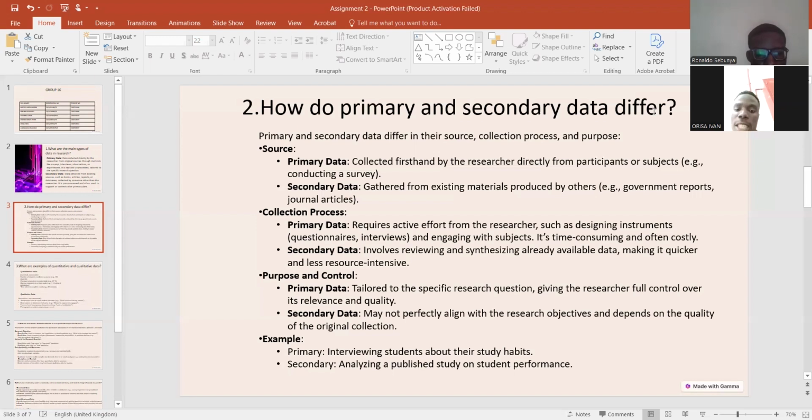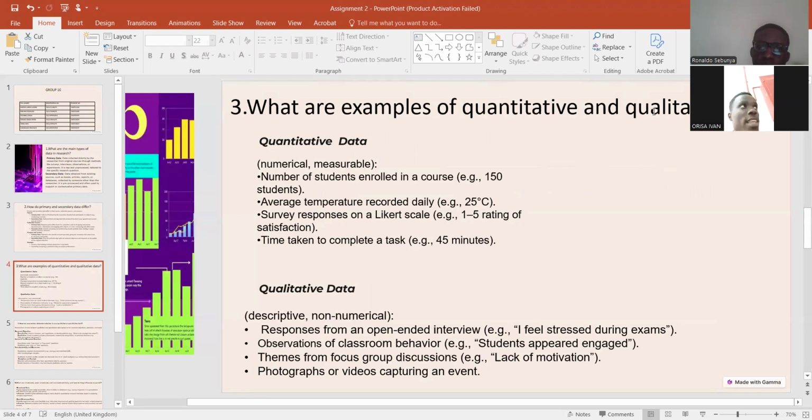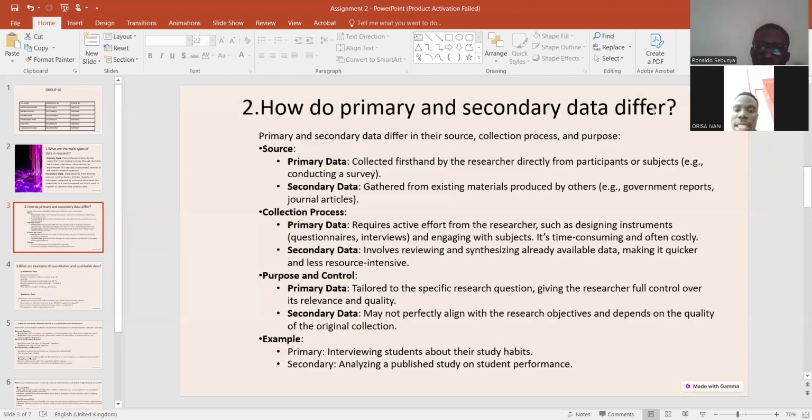Then let's look down here. We have a few examples of primary data. Interviewing students about their study habits. That's a very good example of primary data. Then we look at secondary data, analyzing a published study on student performance. So let me invite my next presenter to take you through the third slide. Thank you.